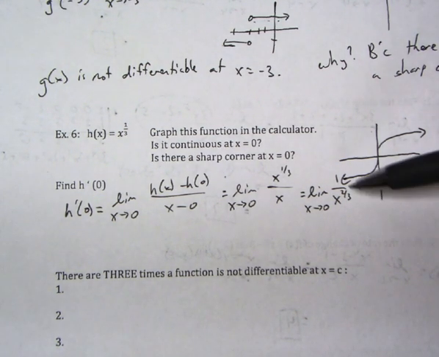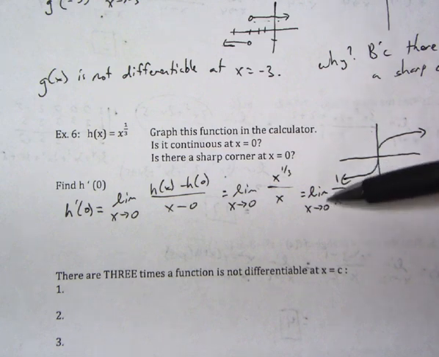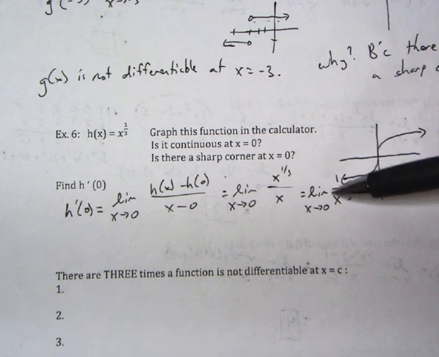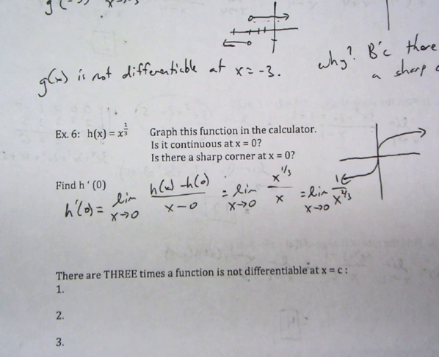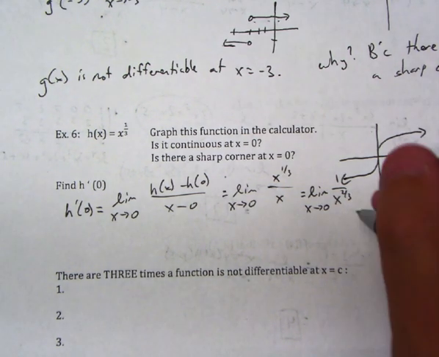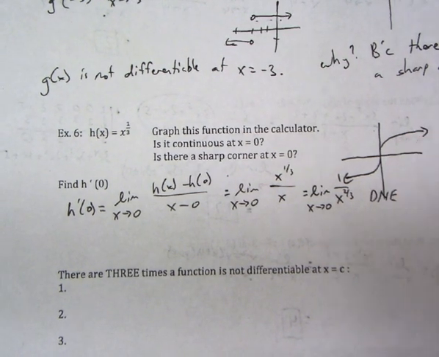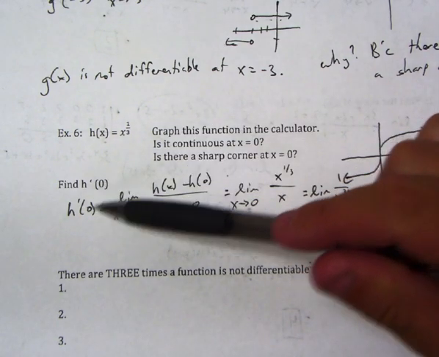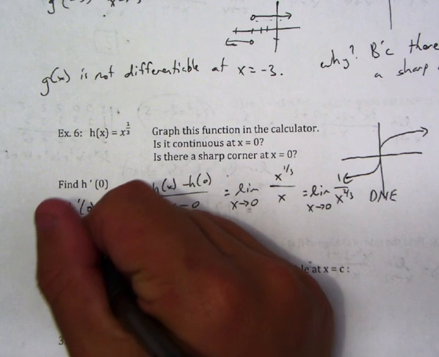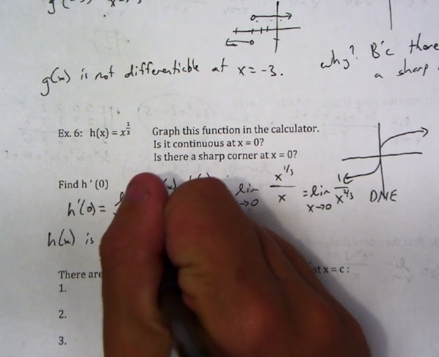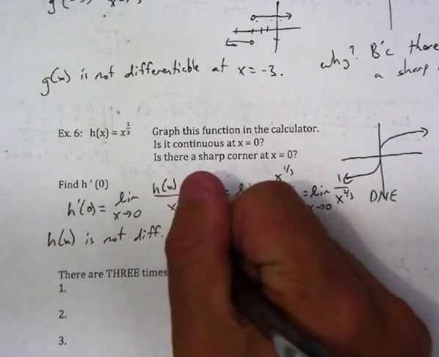So think about this function here. If I plug 0 in, I get 1 over 0. What that means is this function has a vertical asymptote, and so this limit doesn't exist. That's what we're showing here. This limit does not exist because there's a vertical asymptote at 0. What that means is h prime of 0 does not exist. There's no value. What that means is that h of x is not differentiable at x equals 0.